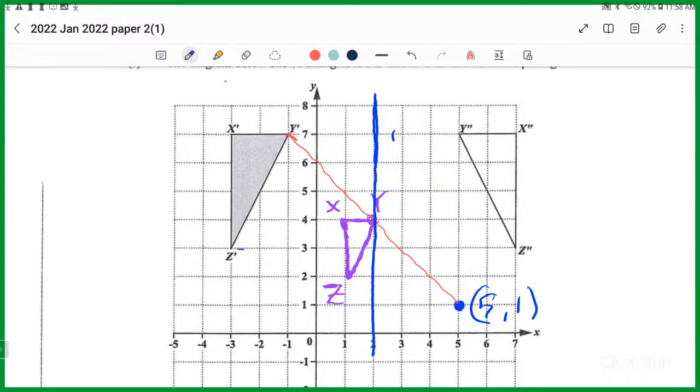It's also halfway between these two points. 1, 2, 3, 4, 5. That blue line is a mirror line. That blue line is a vertical line passing through 2 down here, so you can see it.